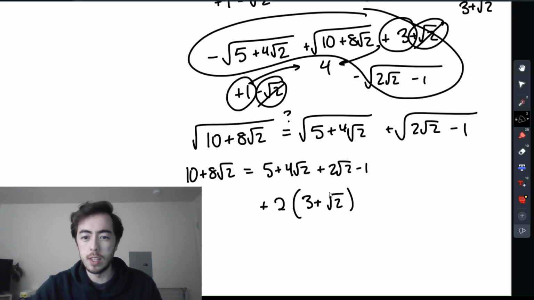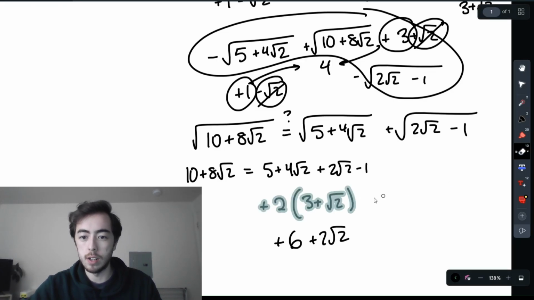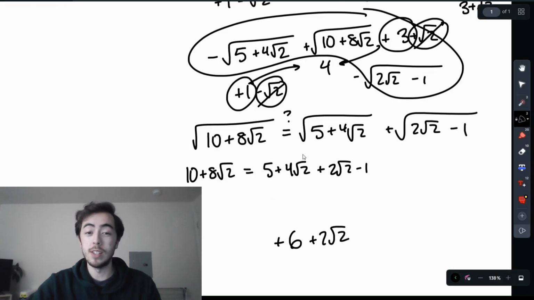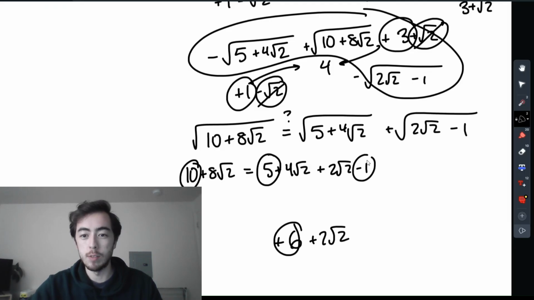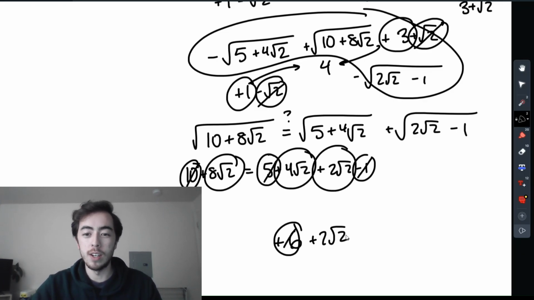Maybe let's expand this one down here. We get plus 6 and then plus 2 root 2. And then I can erase this part right here. Okay, moment of truth. This should be equal. If it is, x is 26. Here's a 10. Here's a 5. Here's a 6. Here's a minus 1. Cool. So we get 10 on the left, 10 on the right. Then we have 8 root 2, and nice. Okay, we have 4, 2, and then another 2. We have 8 root 2 on both sides.